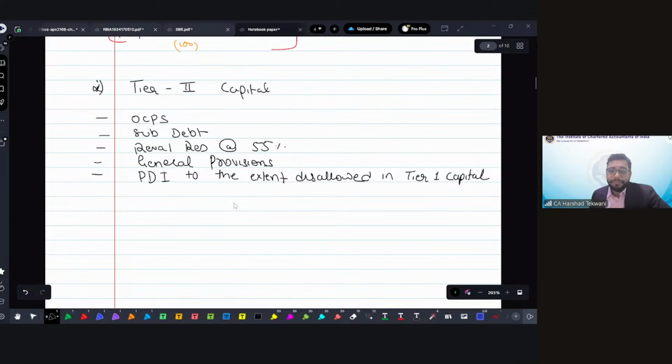Any doubt? Okay, which means whatever is disallowed, we accepted only to the extent of 15%. The remaining portion we will allow here. Yes, absolutely.